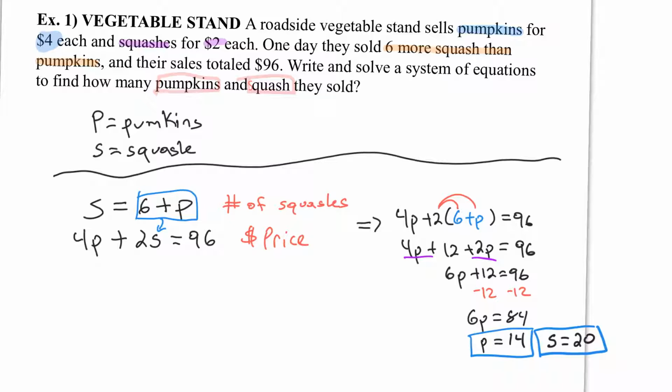Do you need an order pair on this one? No, because it's not a point. You can, but I'm not going to ask in my class for an order pair. I just want to know how many pumpkins, how many squashes. So we have 14 pumpkins and 20 squashes. All right, let's try another one.